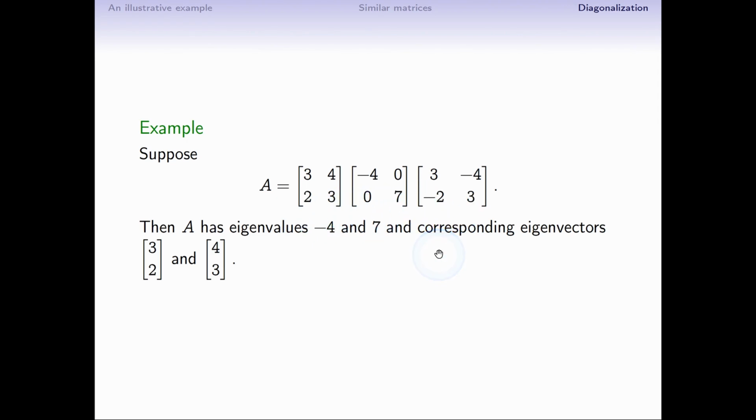Now, according to our work in the solution to the previous problem, we know that the eigenvalues of A sit here on the main diagonal of the matrix D. The eigenvalues of A are -4 and 7. And the eigenvectors are in the columns of this matrix P, namely the vectors (3, 2) and (4, 3). So this eigenvector (3, 2) corresponds to an eigenvalue of -4, and this eigenvector (4, 3) corresponds to the eigenvalue of 7.